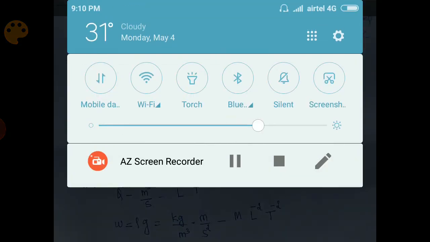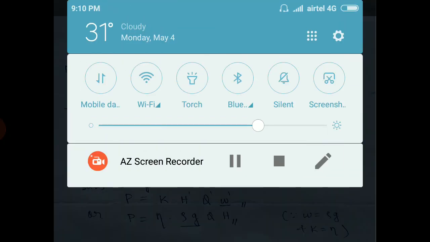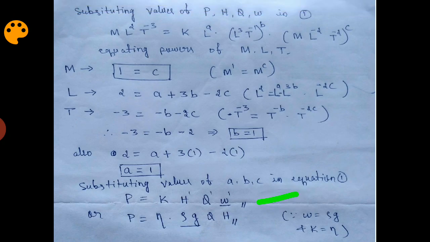When we substitute all the values as 1, 1, 1, we will get an equation like this: P is equal to k, a constant, h, Q, w. For w we can write rho into g. For k we can write eta, or efficiency. So actually this is the equation for a turbine which is generating power.